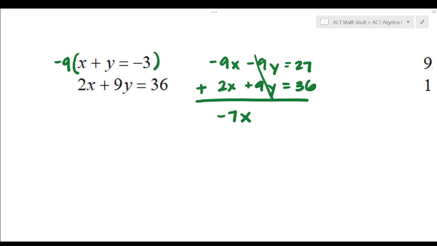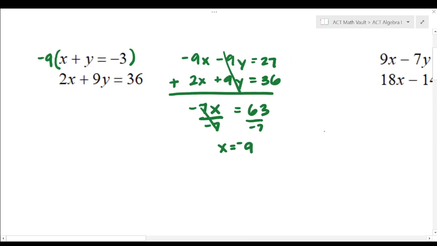So I'm adding straight down, and I'm going to get -7x equals 63. I divide by -7, and I'm going to get -9 for my x. Okay, so there's one piece of the puzzle. We've got -9 comma something else. So I'm solving for x first, and now that I know x, I can plug that into either equation, whichever one's easier, to then solve for y.